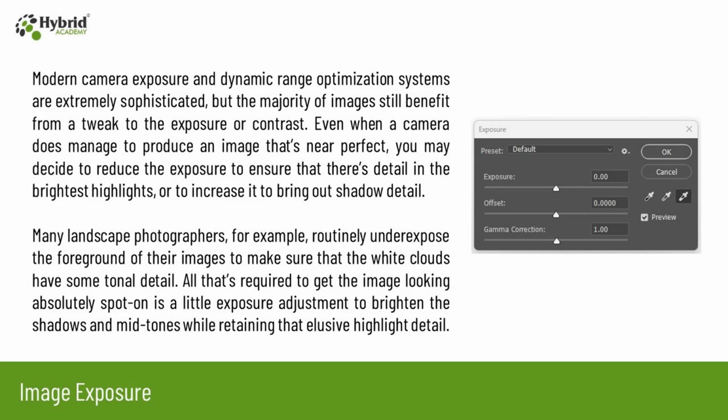Modern camera exposure and dynamic range optimization systems are extremely sophisticated, but the majority of images still benefit from a tweak to the exposure or contrast. Even when a camera does manage to produce an image that's nearly perfect, you may decide to reduce the exposure to ensure that there is detail in the brightest highlights, or to increase it to bring out the shadow details. Many landscape photographers, for example, routinely underexpose the foreground of their images to make sure that the white clouds have some tonal detail.